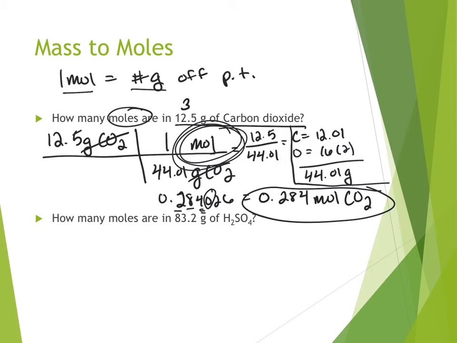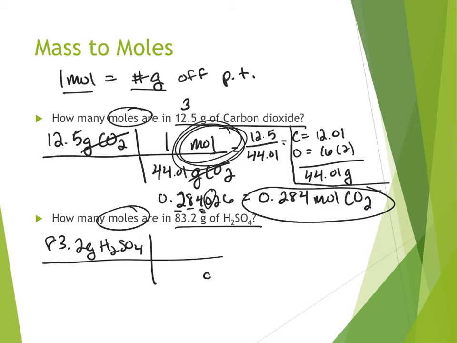So let's do another one. I have 83.2 grams of sulfuric acid. I want to know how many moles there are. So we're going to write down what we're given, 83.2 grams H2SO4. We're going to make our T, and then we're immediately going to put that same unit on the bottom. Every single time, doesn't matter what you're starting with, that's how you start those problems.